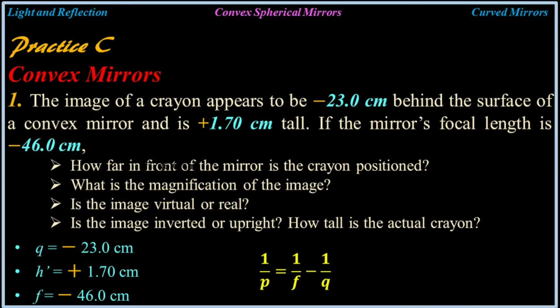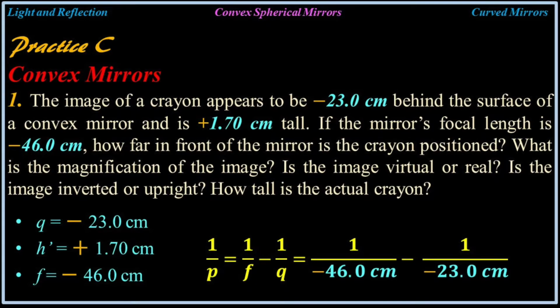Okay, here's the mirror equation. Here is what is given. And those are the 4 things that we want to find: how far in front of the mirror the crayon is positioned, the magnification of the image, whether the image is virtual or real and inverted or upright, and how tall the actual crayon is. So I kind of summarized what the questions were.